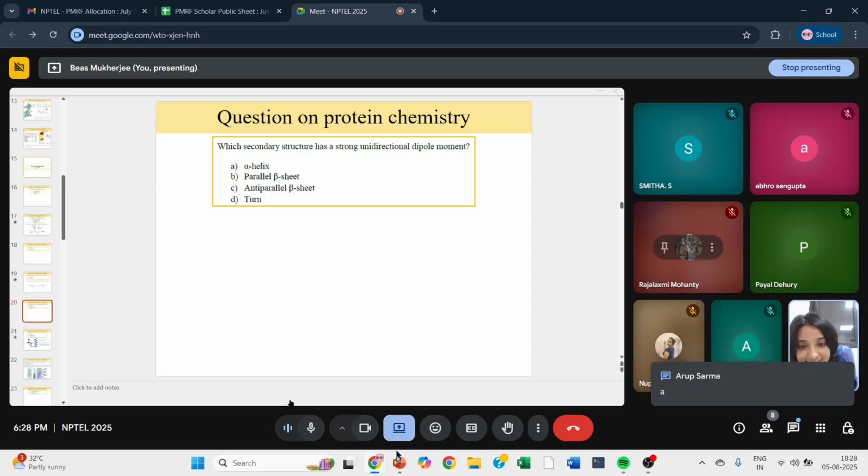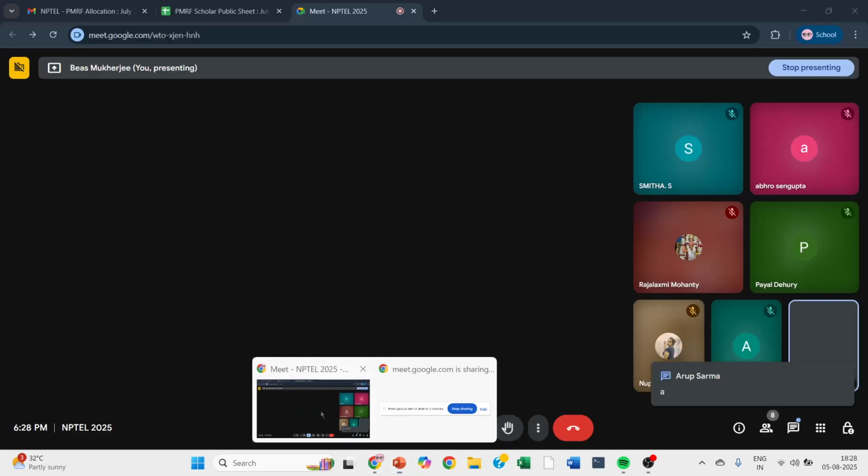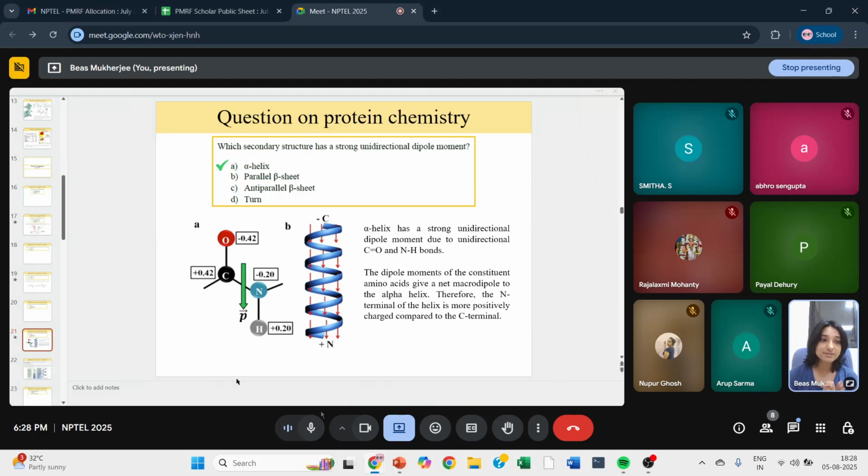Okay, yes, that is correct. Yes, alpha helix is the right answer. But why is that so? For that, I will explain this to you. It's a very interesting concept. Try to see it this way.